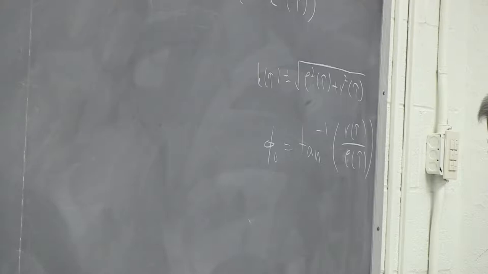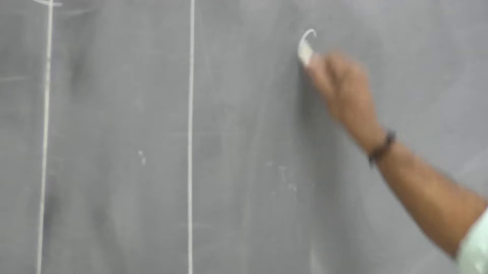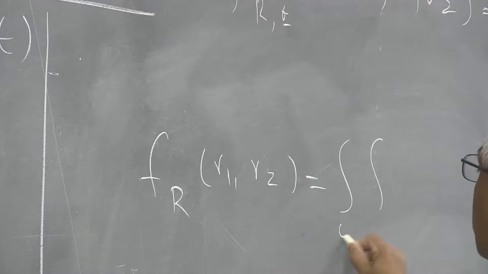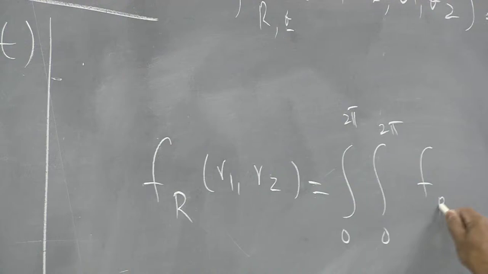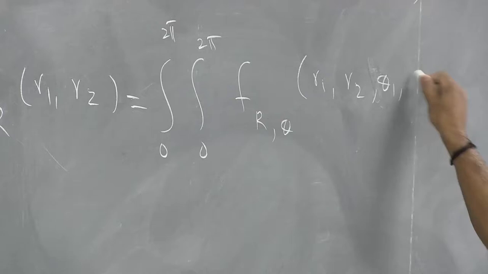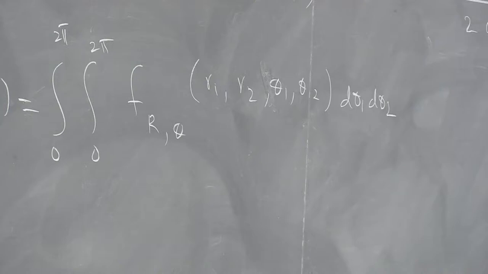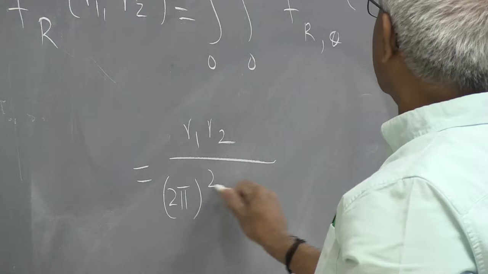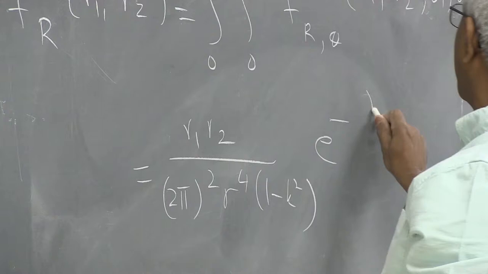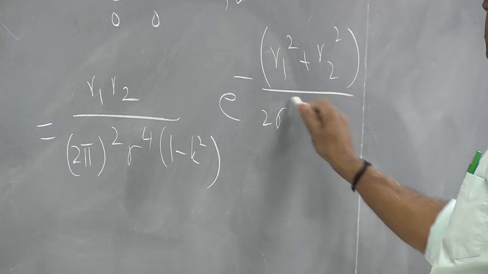So from here, the next job is to find the joint density function of r1 and r2. That's easy because you just have to integrate out over theta 1 and theta 2. So we can pull out the terms. Remember, theta 1 and theta 2 only involve this term. So you can clearly see that this can be written as r1 r2 over 2 pi squared sigma to the fourth, 1 minus k squared, e to the power minus (r1 squared plus r2 squared) over 2 sigma squared, 1 minus k squared.